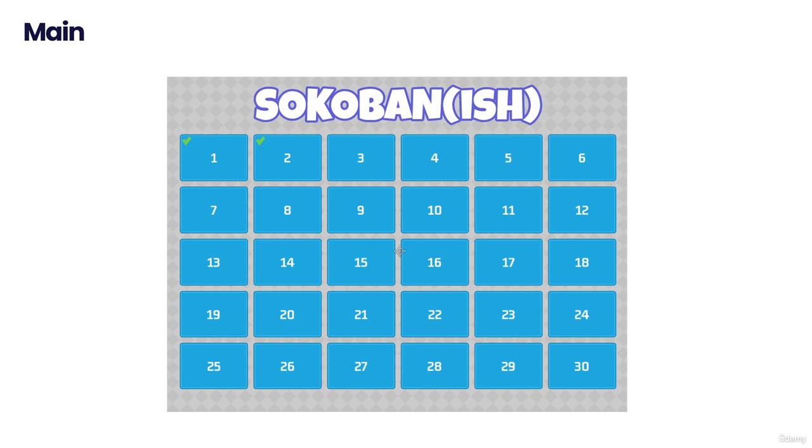So we're going to start developing or creating the main scene now. It's pretty straightforward. I think I said in the intro, we're going to keep things nice and straightforward. The concentration is really building the levels. So we have a label here called Sogaban-ish, and then we have a grid container here with up to 30 levels that we can then select.